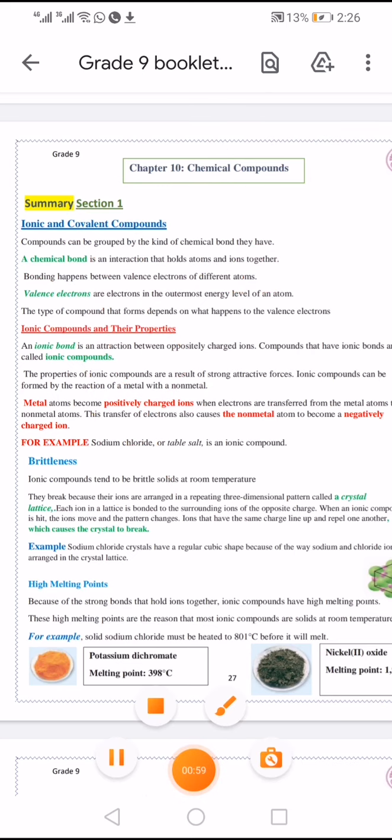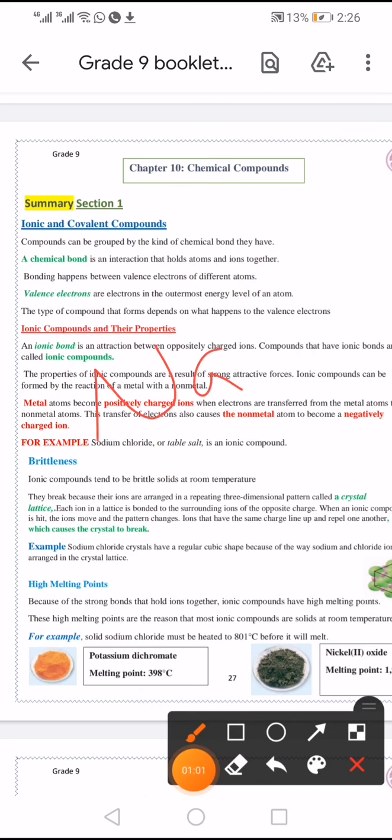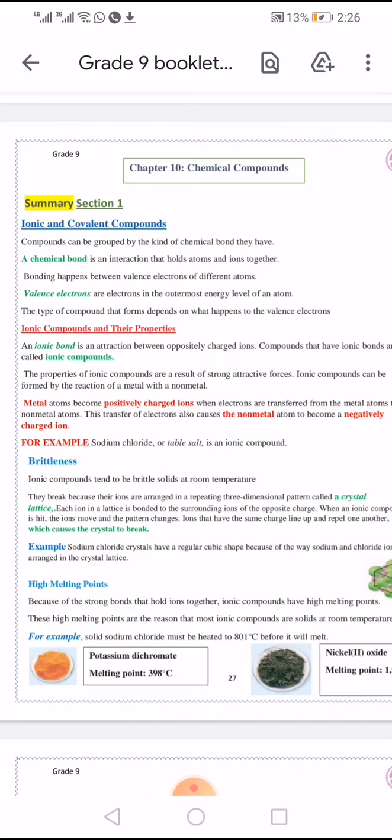Another example, a sodium atom with atomic number 11 has one electron in the outermost energy level, as sodium is in group 1. So this one is called a valence electron. The type of compound that forms depends on what happens to the valence electrons. Ionic compounds and their properties.